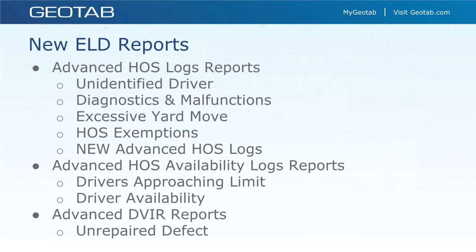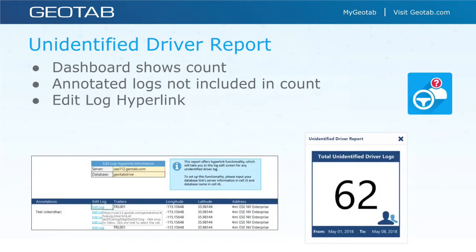Advanced HOS Logs report. We have 2 new availability reports. One is drivers approaching limit and driver availability. And then we have a DVIR report, unrepaired defect. So let's take a look at the first one. The first new ELD report we have is an unidentified driver report.